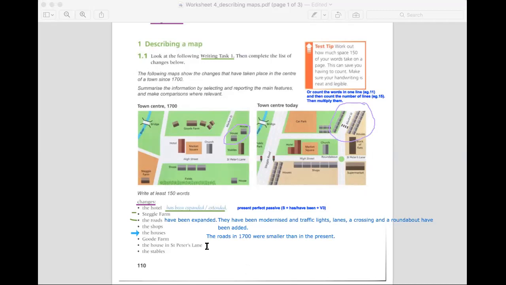So when you're ready, you can play. And let's start with today. Okay, obviously there's a few ways to write this. I'm going to start with today. So today the houses are smaller. Okay, and we can say then in 1700.